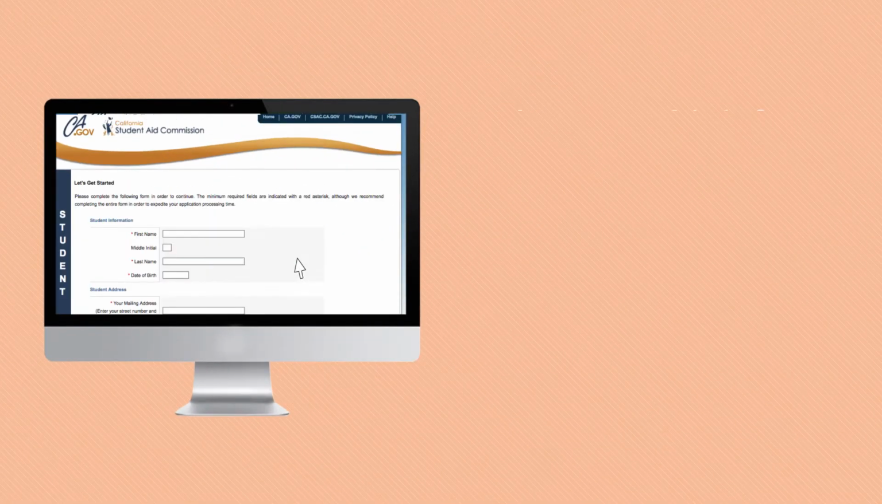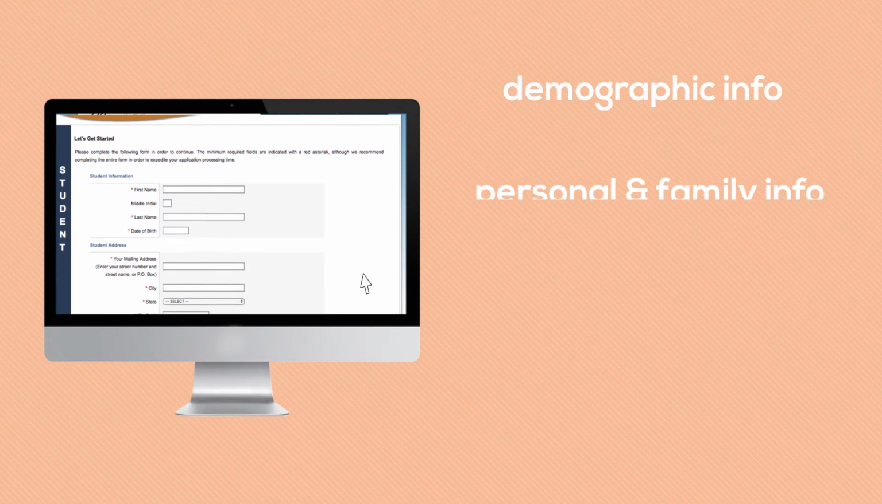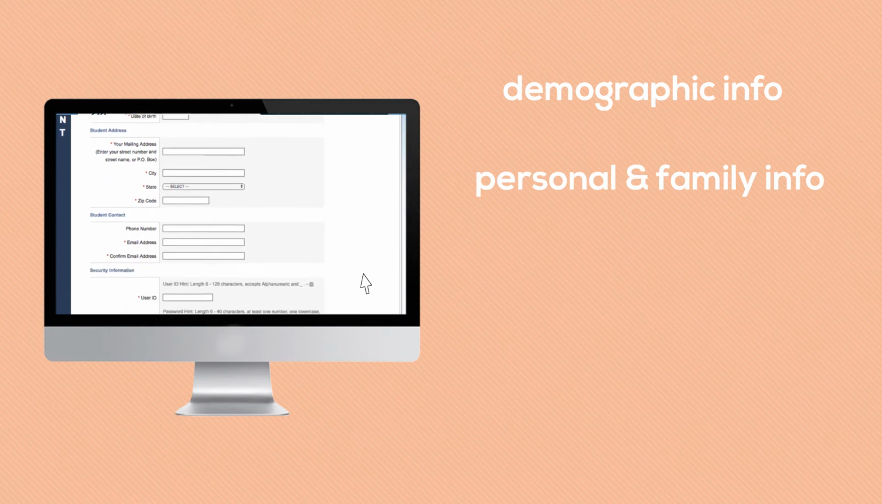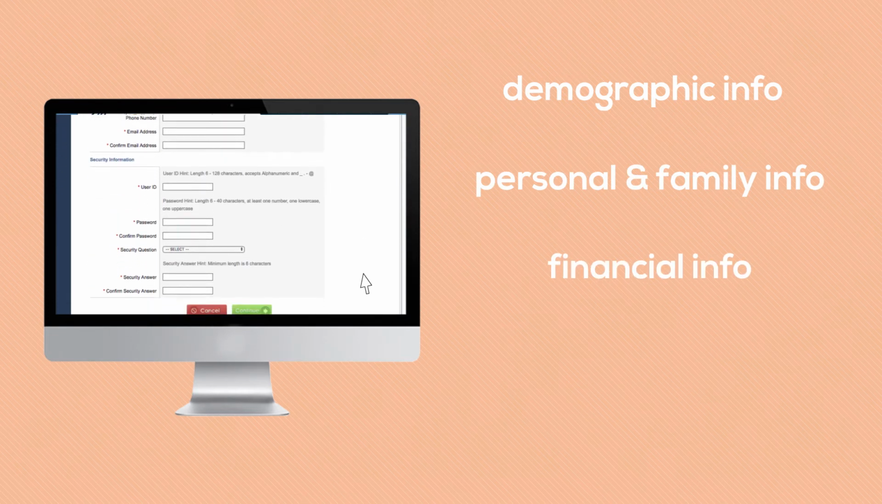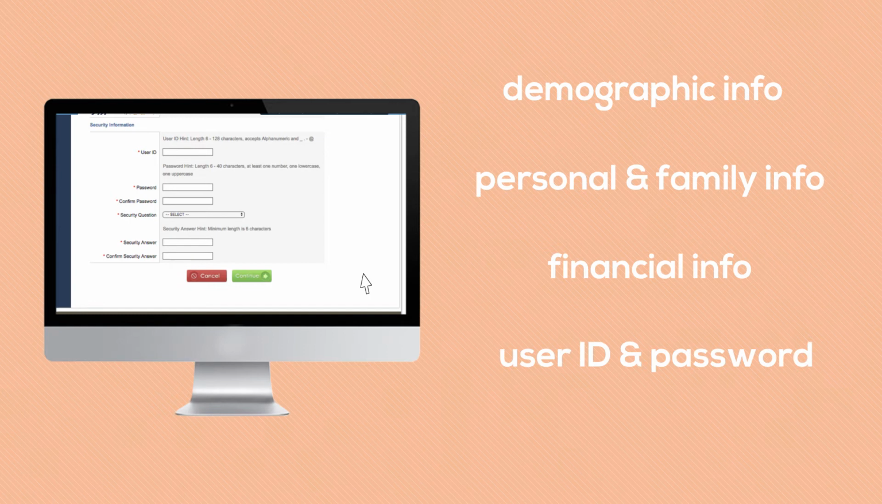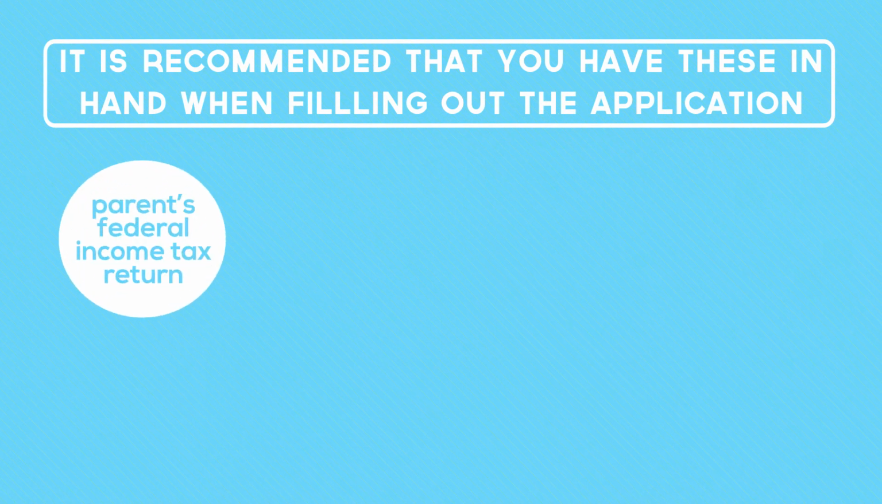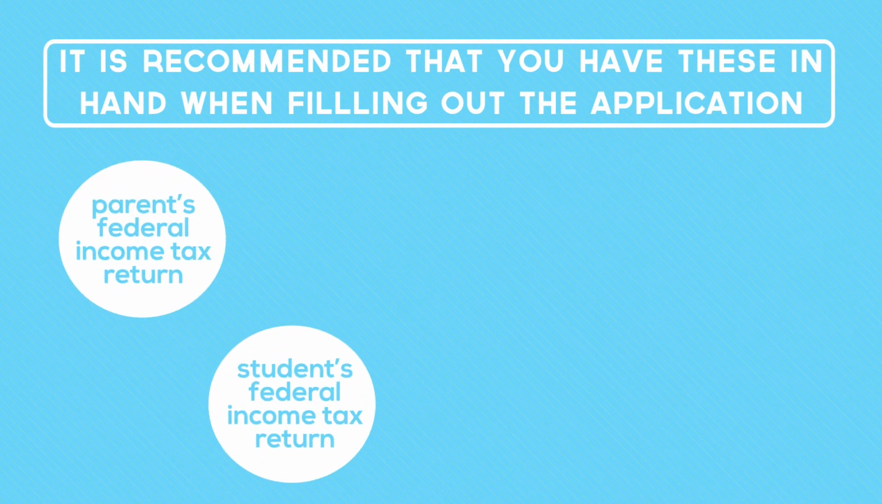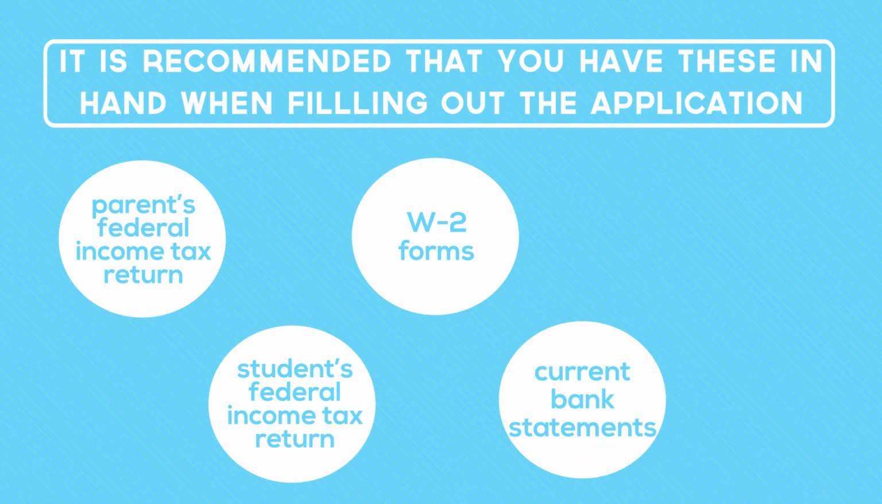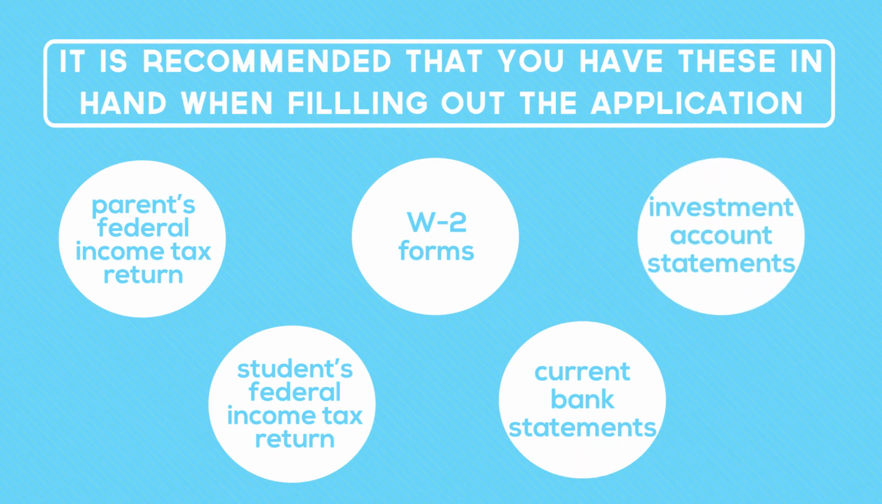The application asks for demographic information, personal information for yourself and your family, financial information, and for you to create a user ID and password. Therefore, it is recommended that you have parents' federal income tax return if they filed, students' federal income tax return if you filed, W-2 forms for you and your parents, current bank statements, and current investment account statements.